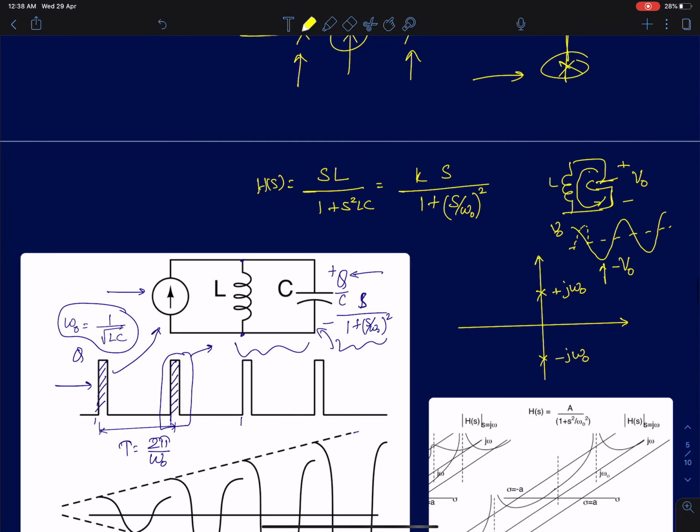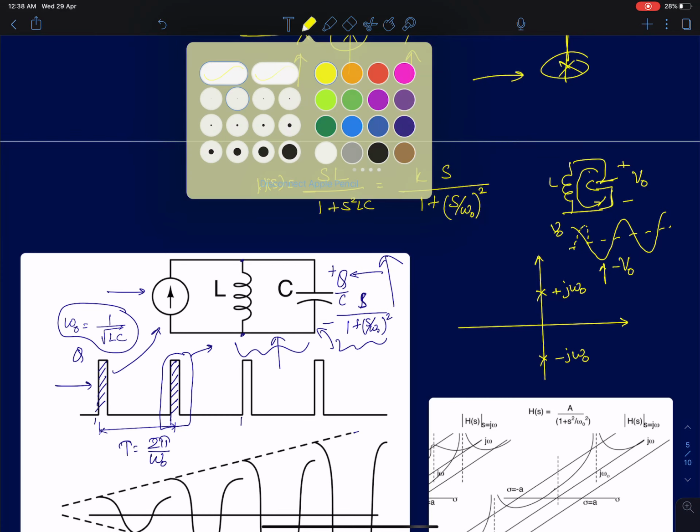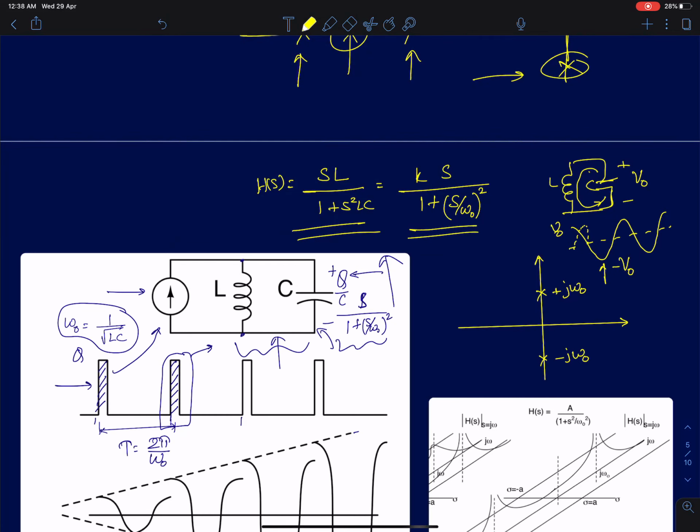To analyze this, I'll take a parallel LC circuit. The transfer function will be given by sL by 1 plus s square LC, which is what I've shown here. Now if you have studied basics of LC circuits, I'll probably give a link in the description box. You can go through some of my lectures which I posted last year on how to analyze LC circuits. If you're already aware of it, well and good.